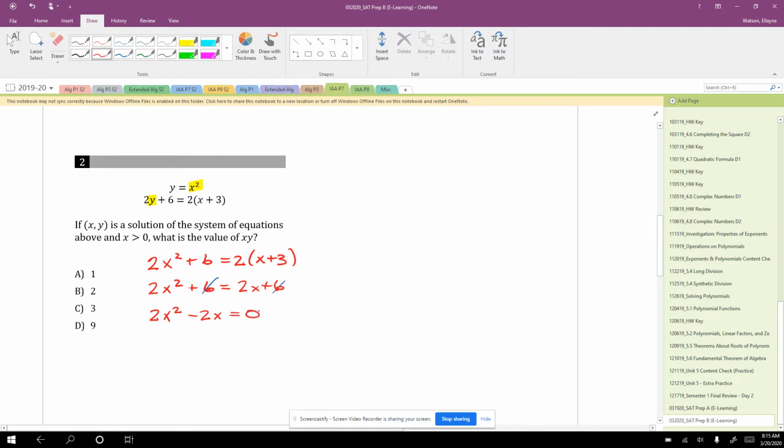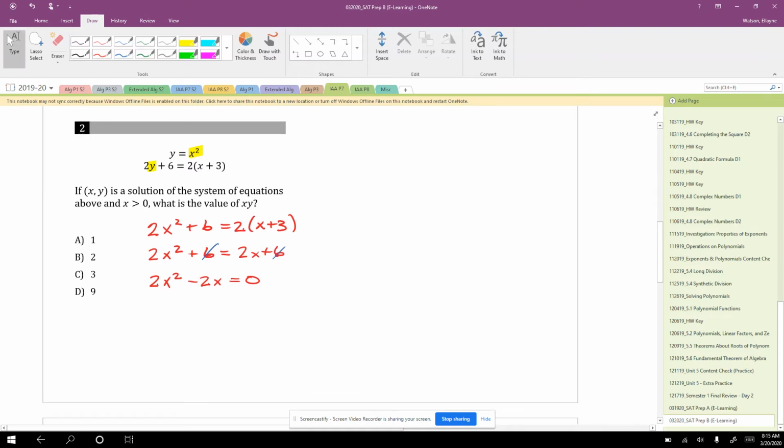And we're here now. Well, let's keep going because if we have to know the value of x times y, we probably need to know the value of each. So what you do here is factor out the 2x. So GCF right here. And you get 2x times the quantity x minus 1 equals 0. And then zero product property says that if you multiply two numbers and the product is 0, at least one of them must equal 0. So set them both equal to 0 and solve.